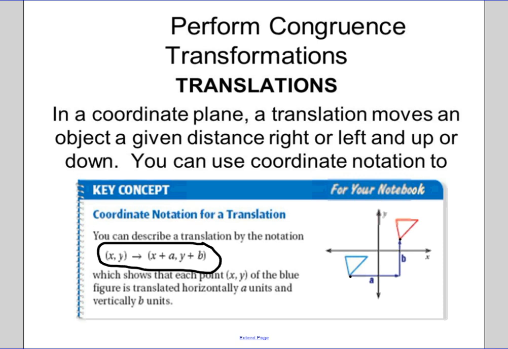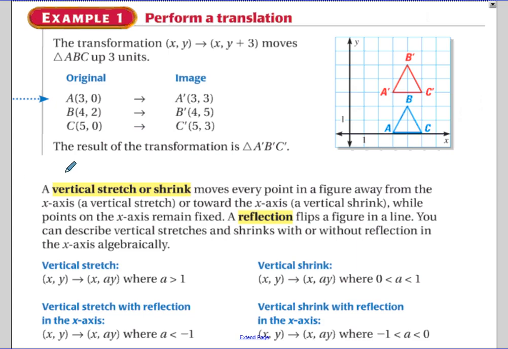Okay, so there are a couple different types of transformations that we are going to be talking about. The first one is a vertical stretch or shrink. Okay, so a vertical stretch or shrink basically is making the figure either larger or smaller. Okay, there's also a reflection where you're flipping a figure.